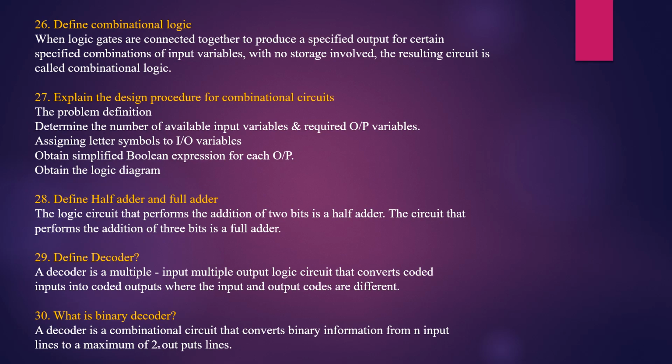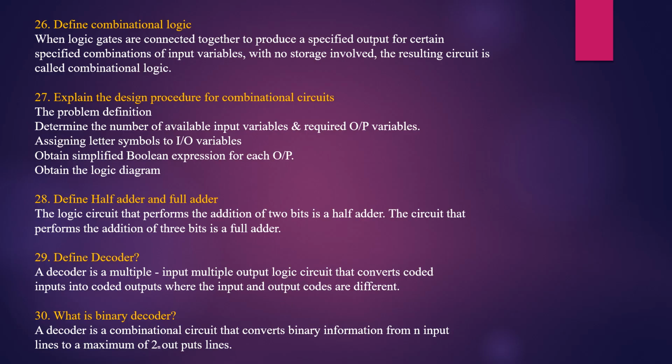26th question, define combinational logic. The answer: when logic gates are connected together to produce a specified output for certain specified combinations of input variables with no storage involved, the resulting circuit is called combinational logic.